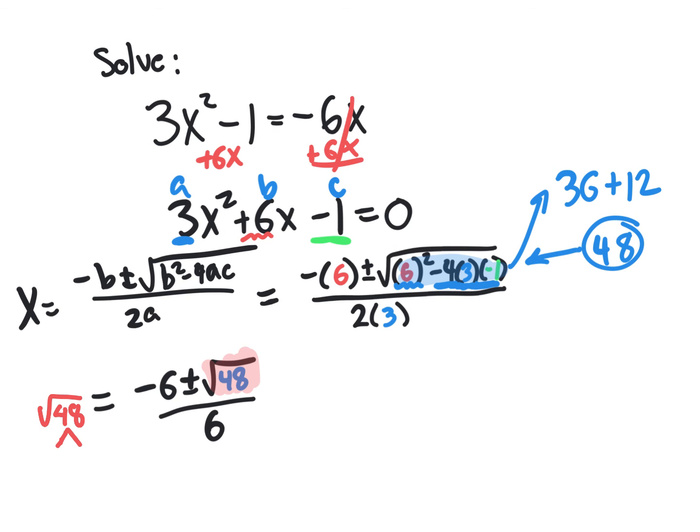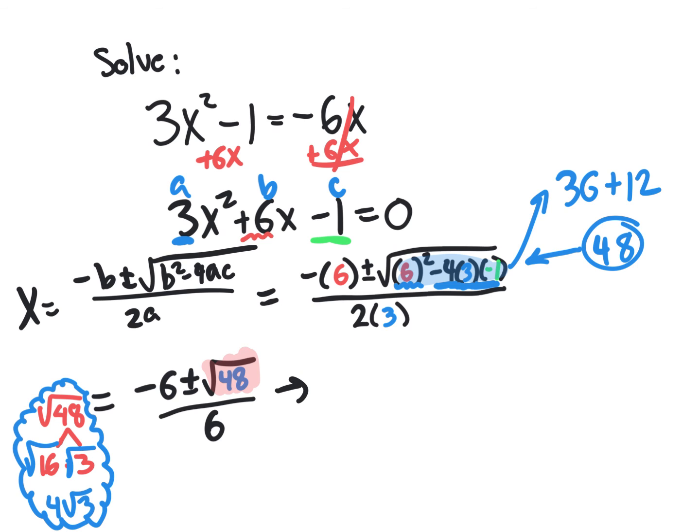4 times 12, it works, but let's try a higher perfect square number. Try 9. 48 divided by 9, it doesn't work. Try 16. 48 divided by 16, it does work. That's 16 times 3. That'll give you 48. So when you split the root, you're going to end up with 4 square root of 3. So let's understand this, that the square root of 48 could be rewritten as 4 square root of 3. So what we have here is negative 6 plus or minus 4 square root of 3, all divided by 6.